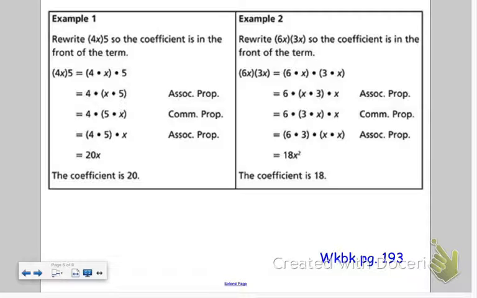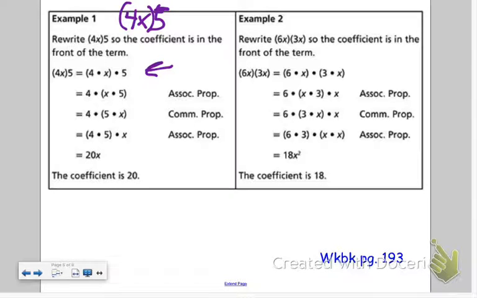So if you look at 193 at the examples, you can see we have a term here of 4x in parentheses times 5, which is outside the parentheses. Well, I'm going to rewrite it. So we're going to rewrite this so that our coefficient is now in front of the variable. We don't want all of this multiplication just jumbled together. Take a look at the steps here.